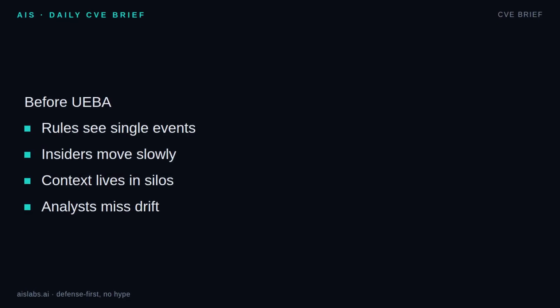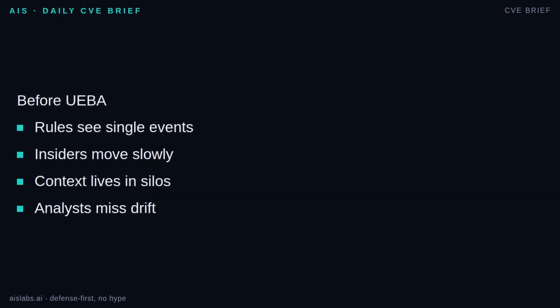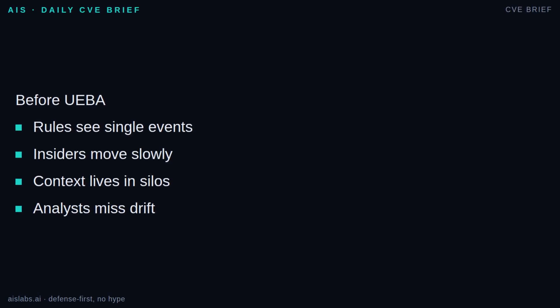Before UEBA, teams wrote rules. If download count is greater than X, alert. If login happens from a rare country, alert. If admin rights appear, alert. Rules are useful, but insider cases often stay under every line. No single event crosses a threshold.